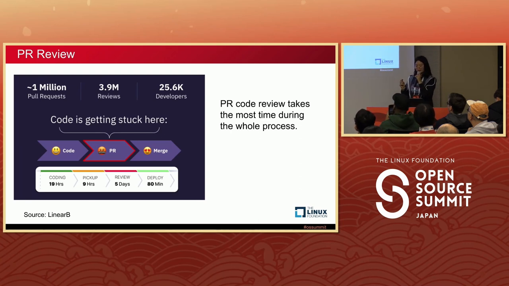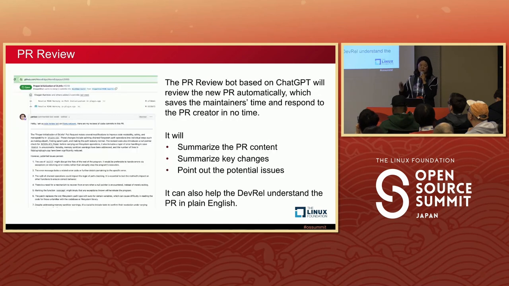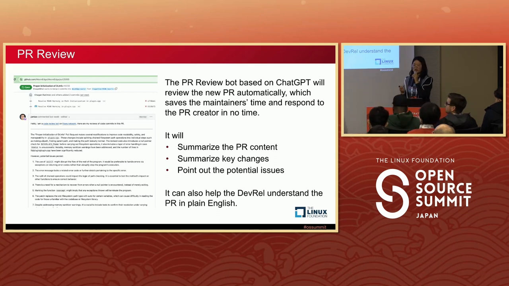How can we accelerate this process? So we made a peer review bot. It's also based on ChatGPT or GPT-4. The GitHub bot will review the new PR automatically. It will summarize the PR content and the key changes of this PR. It will also point out the potential issues. The potential issues can help the maintainer get the key points of this PR.